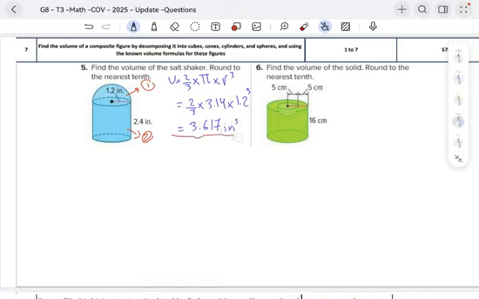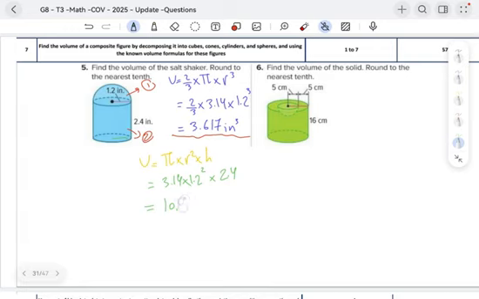Now let's find the volume for the cylinder. The volume of the cylinder is pi times the radius squared times the height of the cylinder. Pi is approximately 3.14, and the radius for the cylinder is the same as for the hemisphere, which is 1.2, squared, times the height of the cylinder, which is 2.4. The answer for this is 10.85, and the unit is inch cubed.